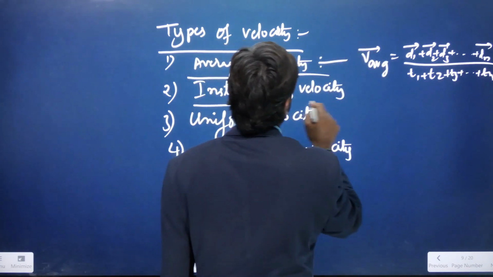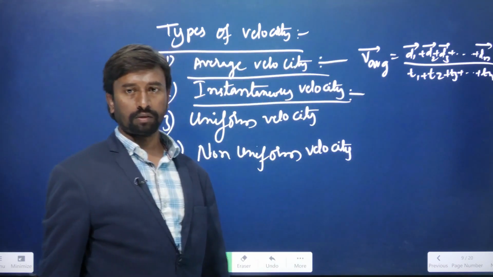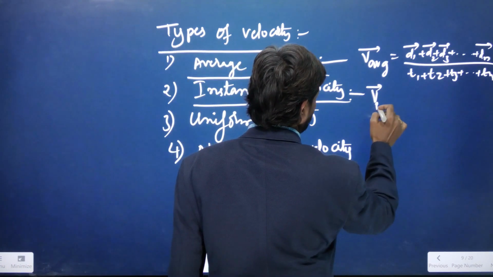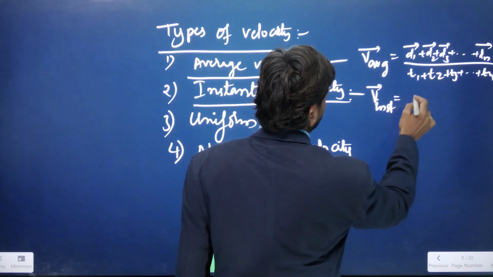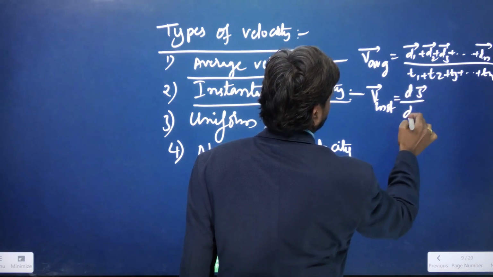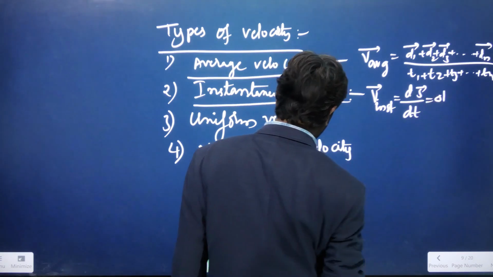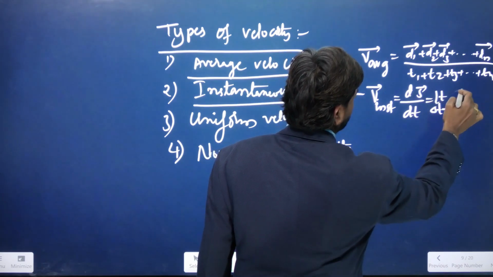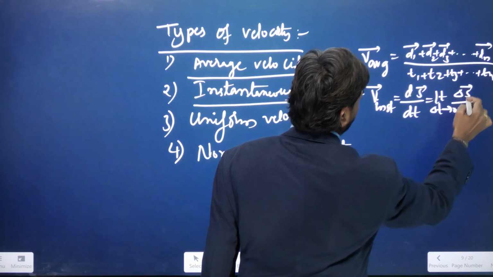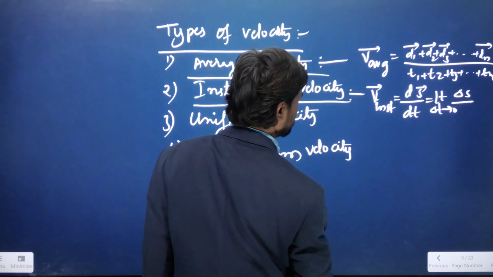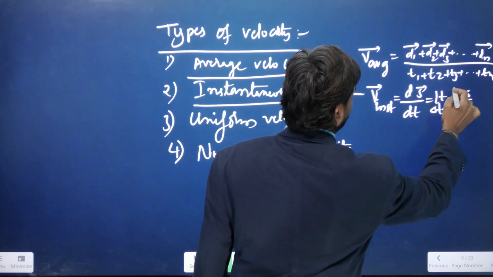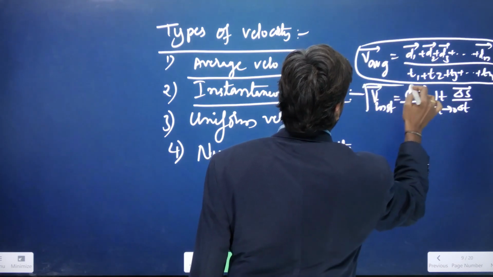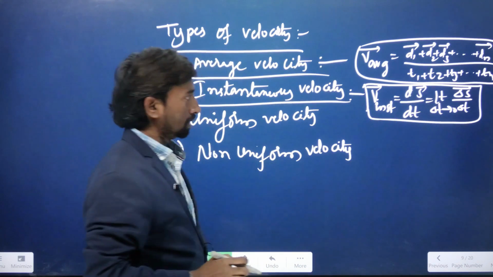And the next, instantaneous velocity. Instantaneous velocity is the velocity of a body at a particular instant of time. It can be given as V_insta equals ds bar by dt, which equals the limit as delta t tends to 0 of delta s bar by delta t. So this is the formula for the average velocity and the instantaneous velocity.